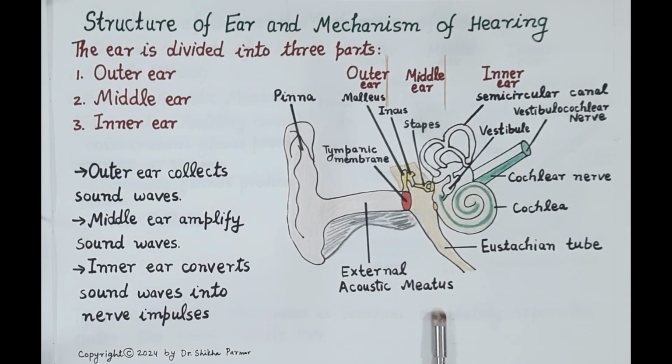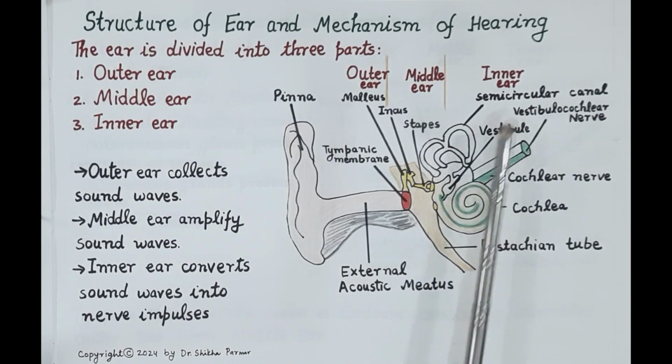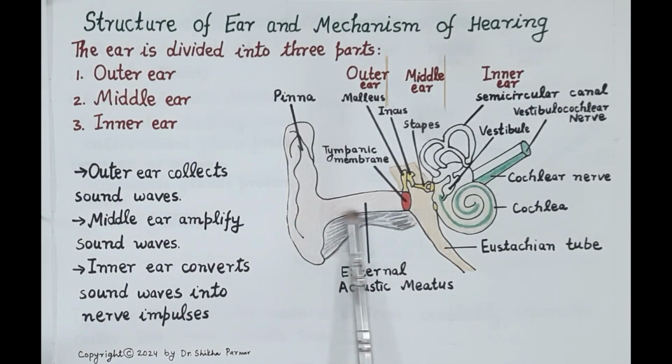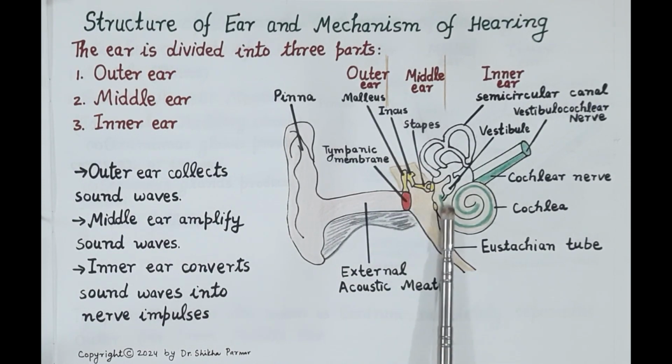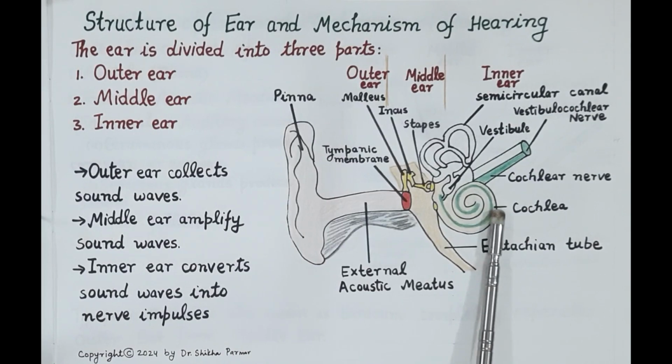It shows the structure of ear, and as you can see here, ear is divided into three parts: outer ear, middle ear and inner ear. Now this part of the ear is the outer ear. This is the middle ear. And this part of the ear is the inner ear.